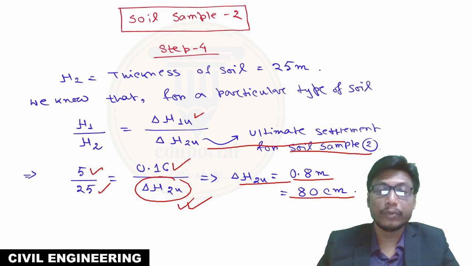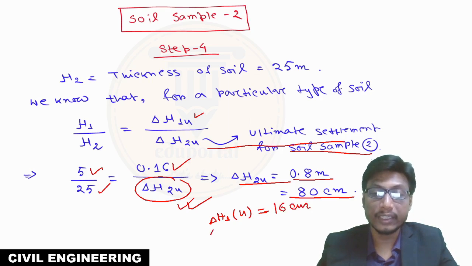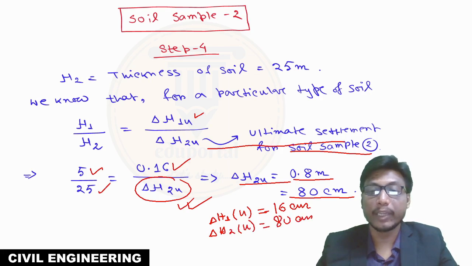Okay, so del H1U, the ultimate settlement for soil sample 1, is 16 centimeter, and del H2U, the ultimate settlement for soil sample 2, is 80 centimeter. Okay, so these two values we have found.